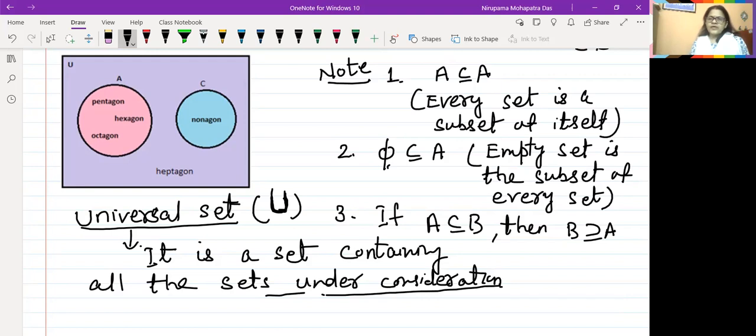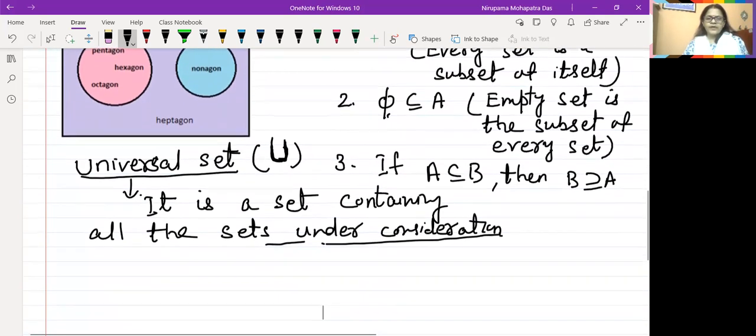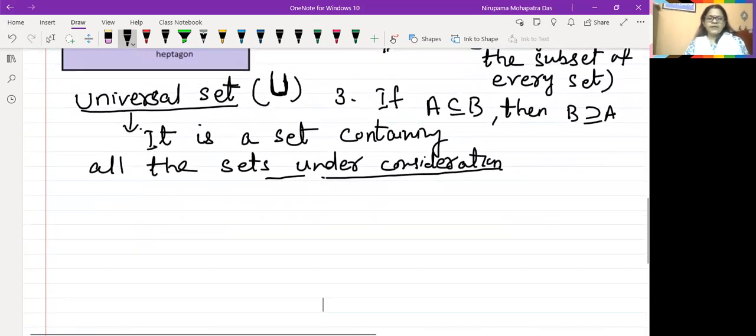It means school is a superset of all the classes. So in this case, school can be taken as the universal set when we consider all the classes of the school. Okay, another example maybe we can write like this.